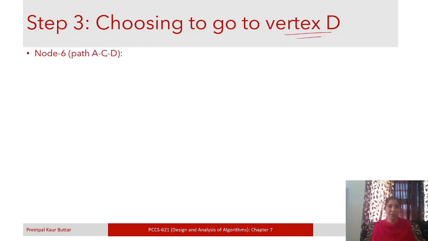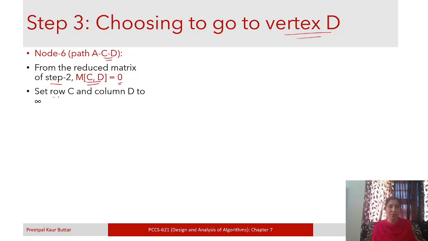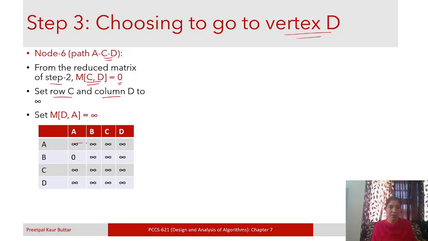So now the path is A to C to D, and here we will note the value of the cell C comma D from the reduced matrix of step 2, and its value is 0. Now we will set row C and column D to infinity, and we will also set D comma A to infinity. After doing all these things, we get this matrix, not this row, this one. Row C, column D, they are infinity. Also D comma A is infinity, and the rest of the matrix we have got from step 2, right?